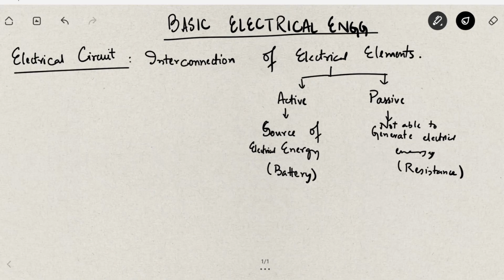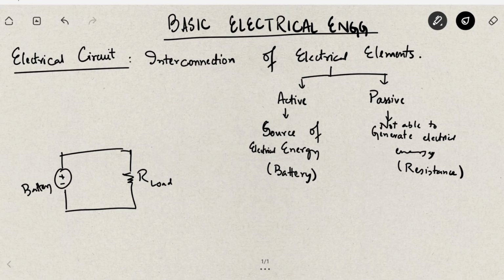Fine. So we can have a simple electrical circuit like this. You have a simple battery here connected to a bulb. We can simply model the bulb as a resistance. Fine. This is our load resistance. So this here represents the simplest electrical circuit. It's an interconnection of just two elements. One is a battery and one is a resistance. Nothing more than this. So an electrical circuit is an interconnection of electrical elements.